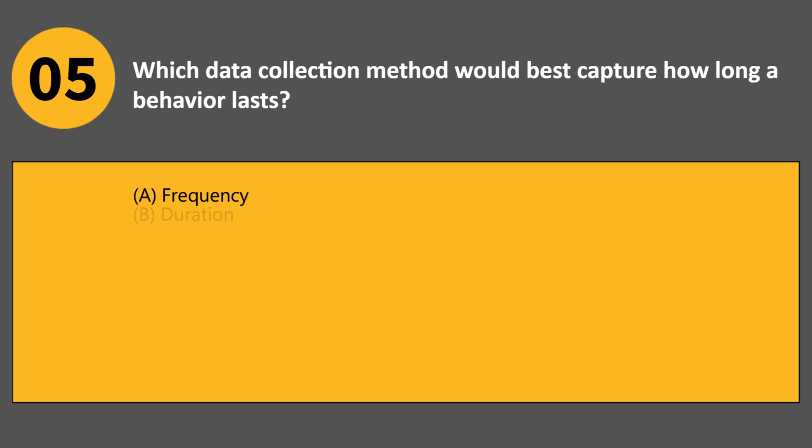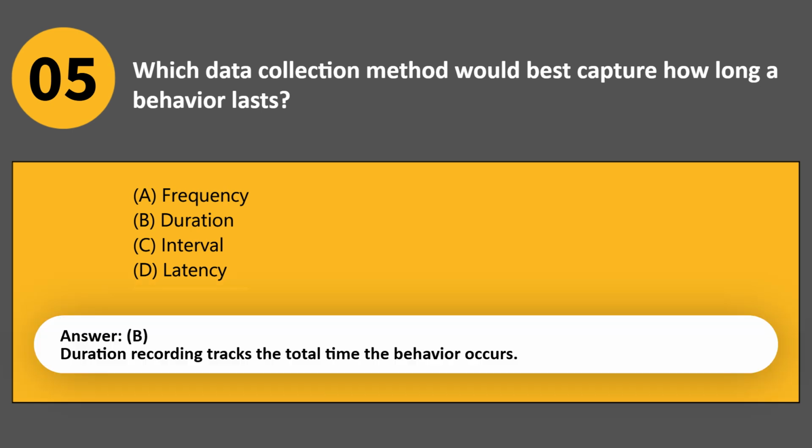Which data collection method would best capture how long a behavior lasts? A. Frequency. B. Duration. C. Interval. D. Latency. Answer: B. Duration recording tracks the total time the behavior occurs.